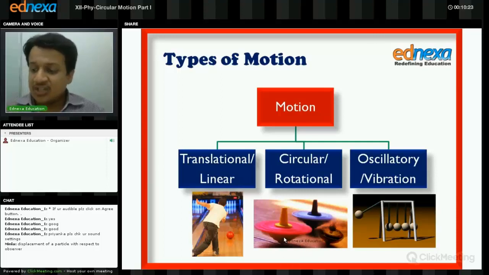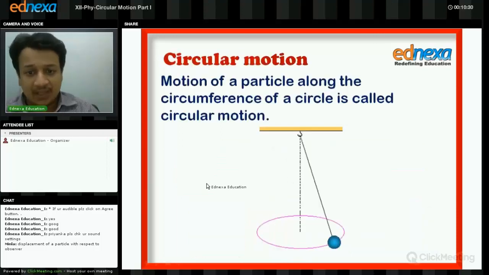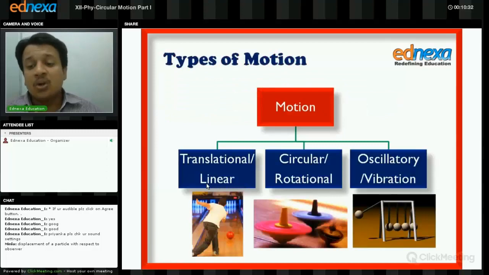Now this translational motion part, we already discussed in 11th standard. Is it right? Now we are going to concentrate on the next part, that is circular motion. The second name mentioned over here is rotational motion. But take a note that rotational motion we are not going to discuss just now, because we are going to discuss it in the third chapter. The next is oscillatory motion. All these motions we are going to discuss in 12th standard.